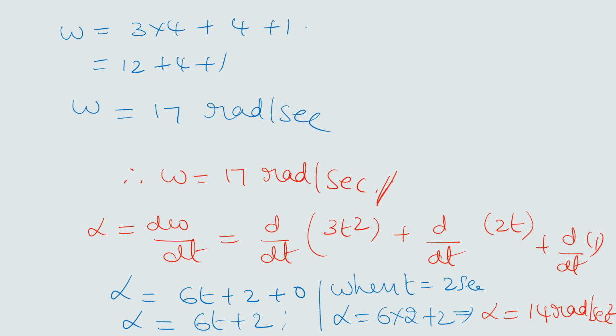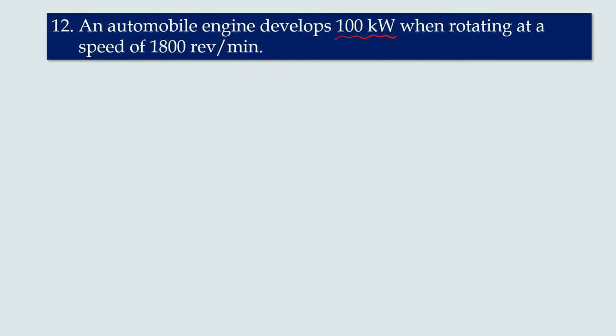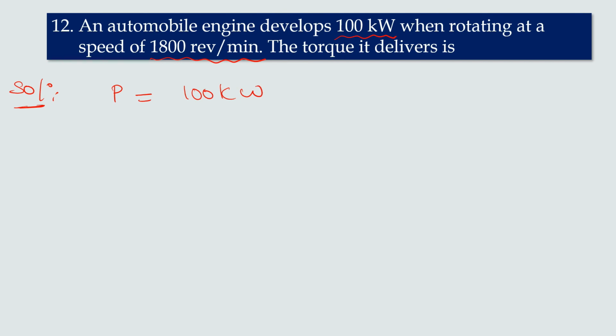Okay, now we'll go to the next question. An automobile engine develops 100 kilowatts when rotating at a speed of 1800 revolutions per minute. The torque it delivers is. Now let us go to the solution. Here we have to calculate torque. Given P, power, is 100 kilowatts, and omega is equal to 2 pi n by 60, that is equal to 2 pi by 60 into 1800 revolutions. The 0 gets cancelled, 6 threes are 18.